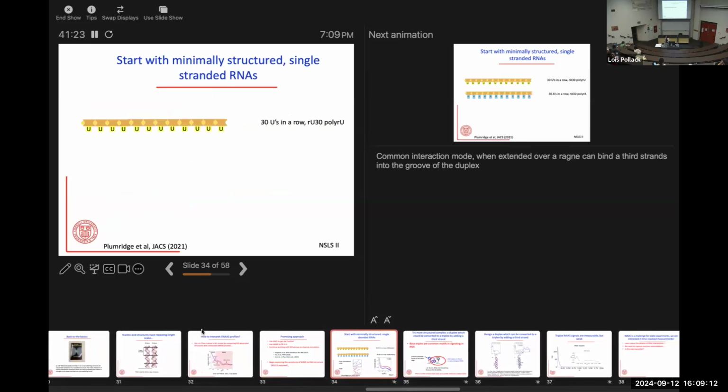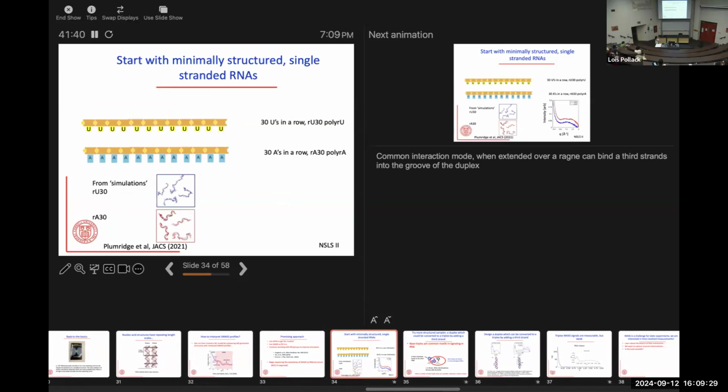So we took the simplest RNAs that I could think of, which are single-stranded RNAs. They're homopolymers. Here, this is poly-rU, which is 30 U's all in a row. And then we made another one, which is 30 A's all in a row. And then we did a lot of work on these, and we knew from other work that we'd done with other techniques that in fact they had different structures. rU30 is pretty much a random coil structure, but rA30 likes to make these little curly Q helices over there.